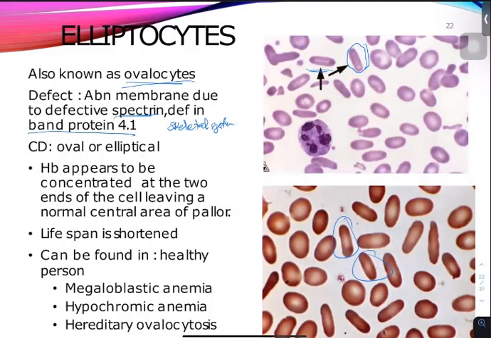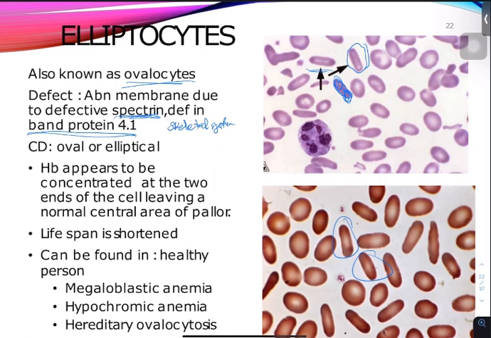Okay? Also known as cigar shape. Yeah, mga yan. Cigar shape, egg shape. Okay? The hemoglobin appears to be concentrated at both ends. Okay? Nagko-concentrate yung hemoglobin mo sa dalawang dulo. That's why your cell would look like an oval. Nahatak nila sa two opposite side. Kaya yan, nagiging oval. Okay? The lifespan is also shortened. Siyempre, kulang ang spectrin at band protein mo. Mas madaling masira ang cell. Kasi skeletal system nga natin yan ng RBC.